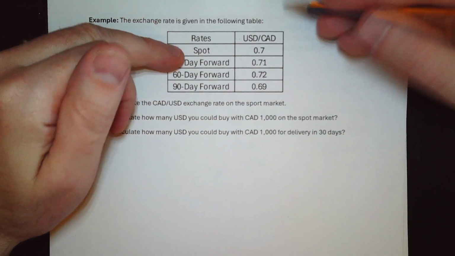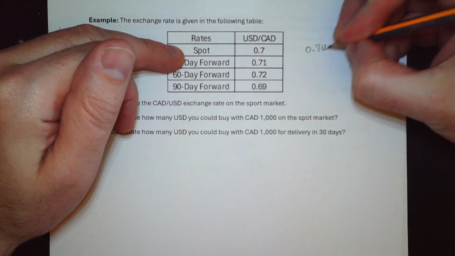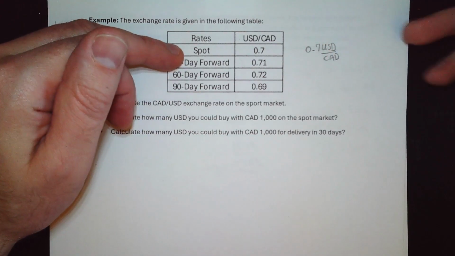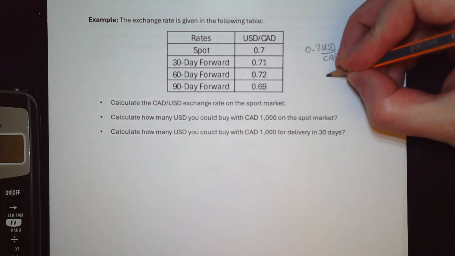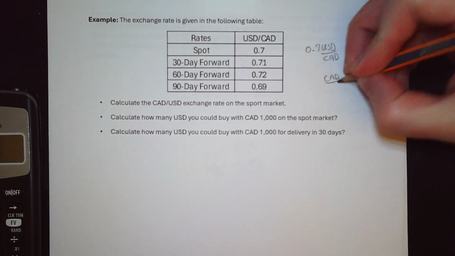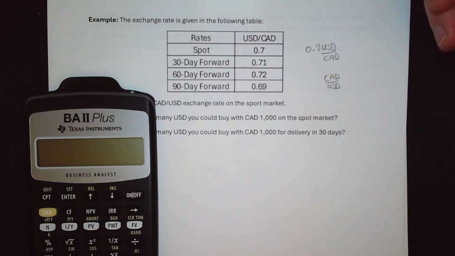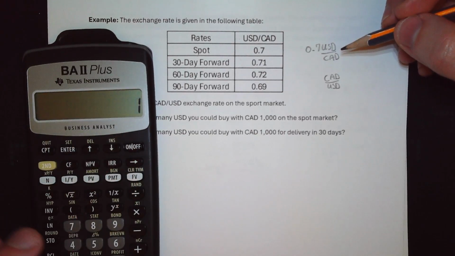So right now on the spot market, we have an exchange rate of 0.7 USD for 1 CAD, per CAD. Okay, and we want to calculate the other exchange rate, which would be the CAD over USD. Okay, what would this exchange rate be? Well, it would just be 1 over 0.7.